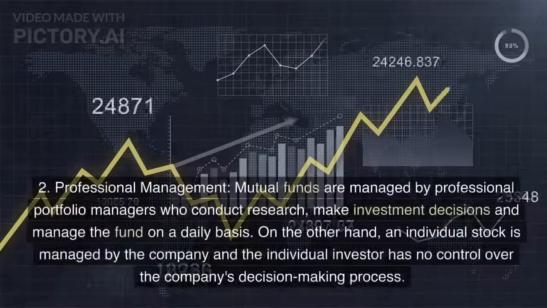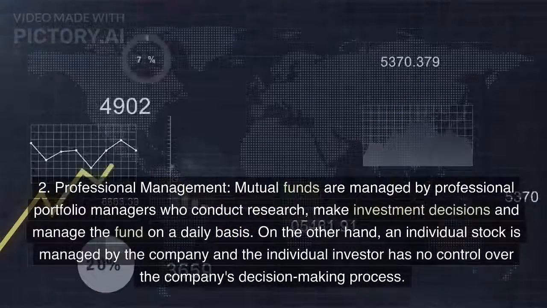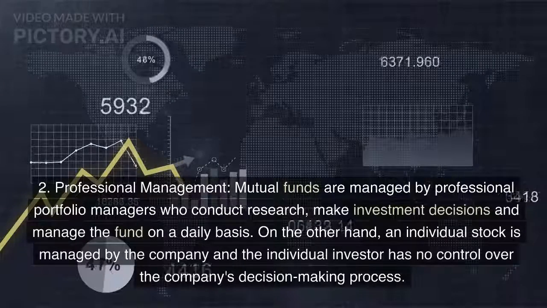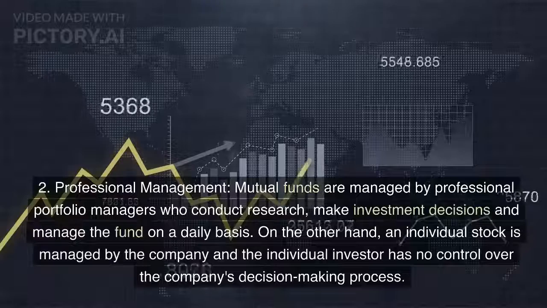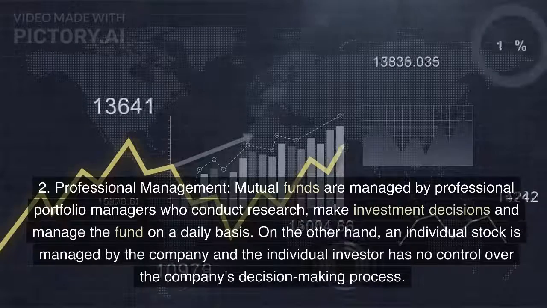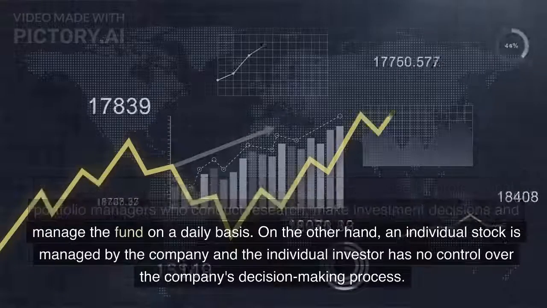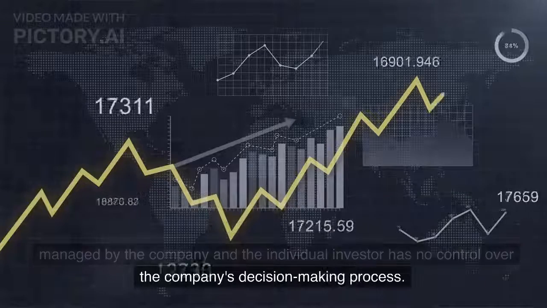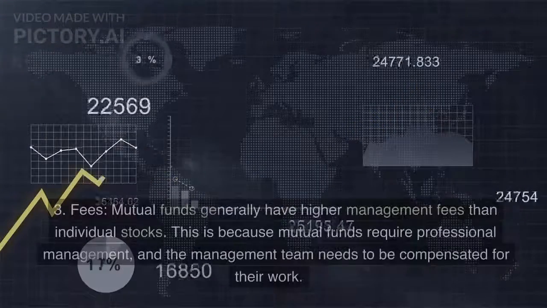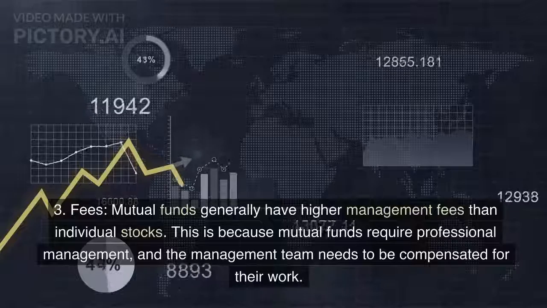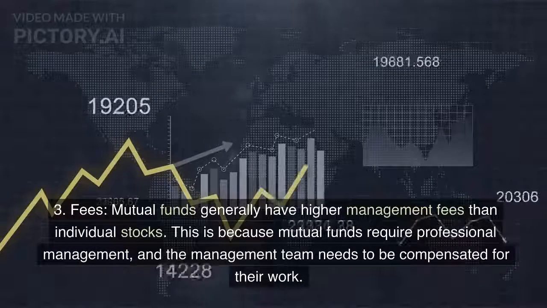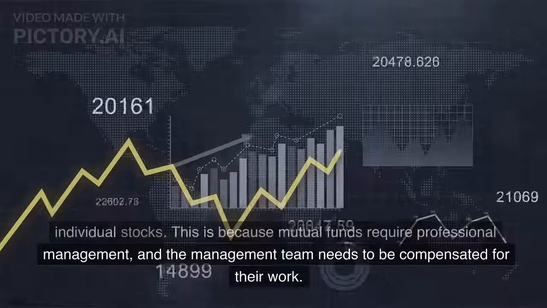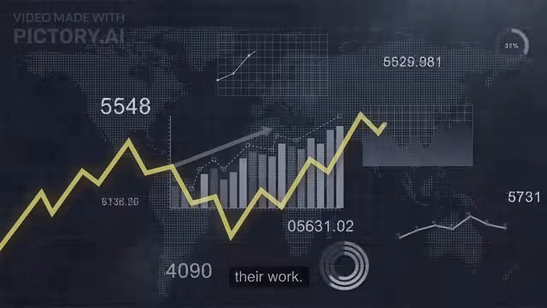2. Professional management. Mutual funds are managed by professional portfolio managers who conduct research, make investment decisions and manage the fund on a daily basis. On the other hand, an individual stock is managed by the company and the individual investor has no control over the company's decision-making process. 3. Fees. Mutual funds generally have higher management fees than individual stocks. This is because mutual funds require professional management, and the management team needs to be compensated for their work.